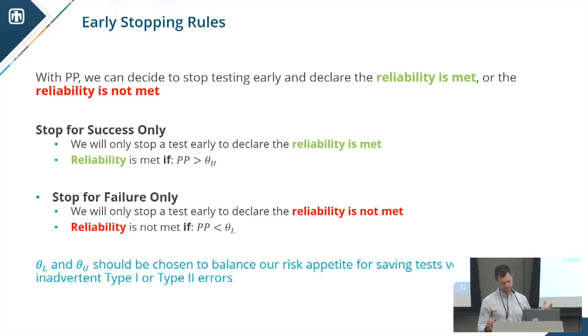And so these thresholds, theta L and theta U, of course, are going to be user chosen, and they should reflect essentially your relative comfort with making type 1 and type 2 errors.